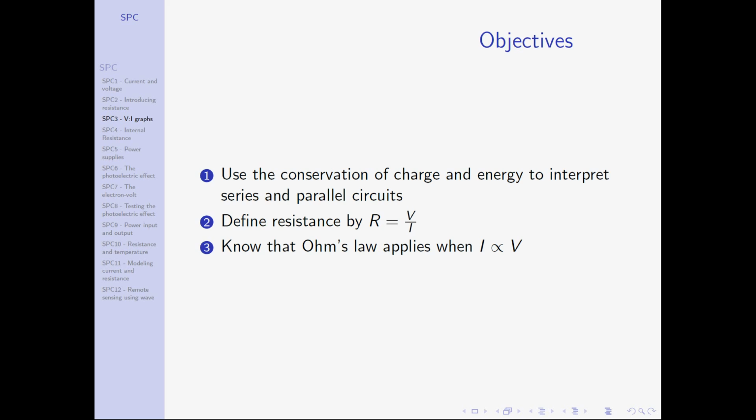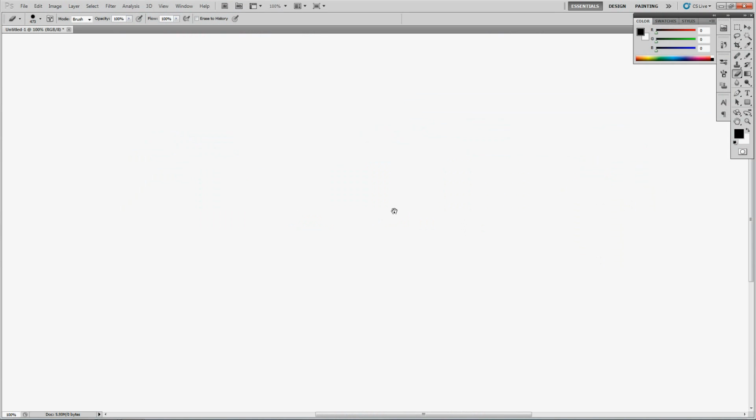In SPC3, we're going to have a look at voltage current graphs. These are spawned off of Ohm's law, so R equals V over I, or V equals IR. We're going to have a look at what happens when we plot a voltage against a current, so a voltage current graph, and see if we can get anything useful out of that.